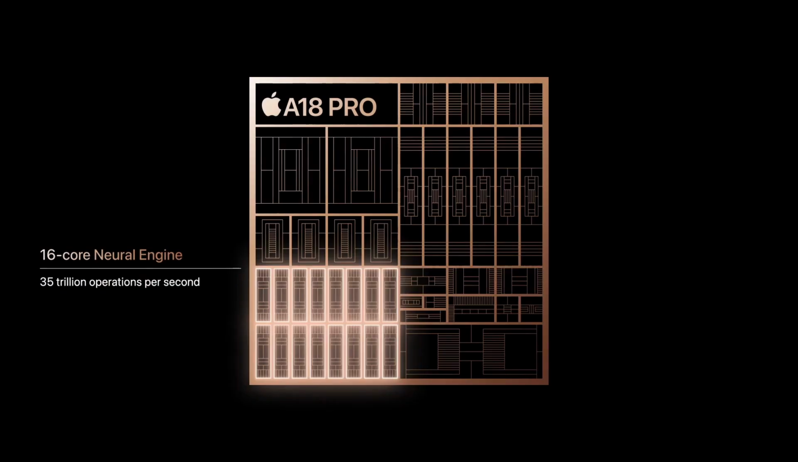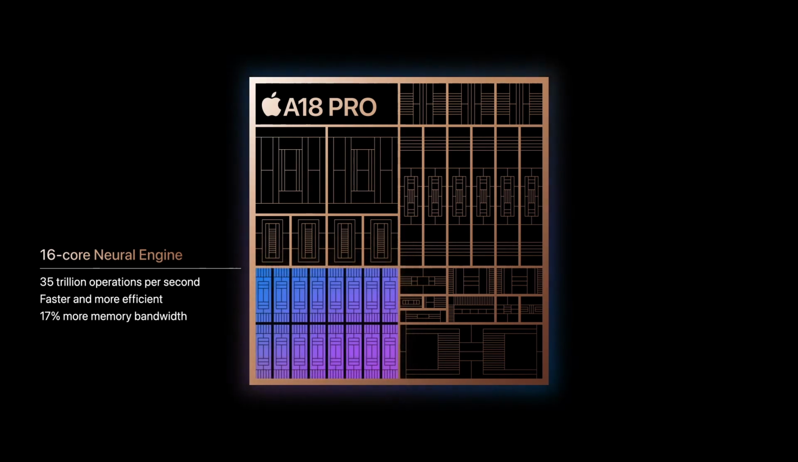This incredibly powerful neural engine excels at generative AI workloads. Compared to the neural engine in A17 Pro, it's faster and more efficient, and is supported by a 17% increase in total system memory bandwidth. It's designed hand-in-hand with Apple Intelligence for even better performance. Combined with the increased memory bandwidth, Apple Intelligence features run up to 15% faster than on A17 Pro.